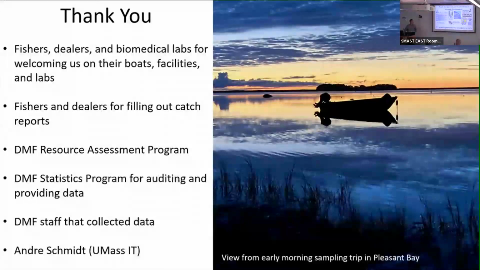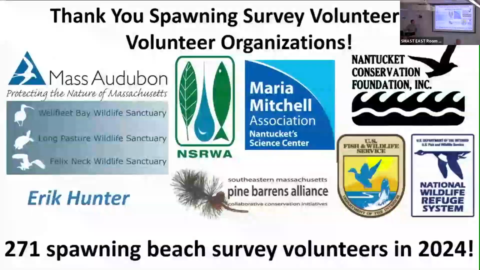And of course, the volunteers who help with the spawning survey: Mass Audubon, Eric Hunter, Pine Barrens Alliance, Northern Suffolk Watershed Association, Maria Mitchell, the Kentucky Conservation Association, and U.S. Fish and Wildlife. Last year, 271 different people participated in the spawning survey, which kind of speaks to how important this is to people as a resource. People are really involved with this and they really enjoy it. So I think that really speaks a lot to it.